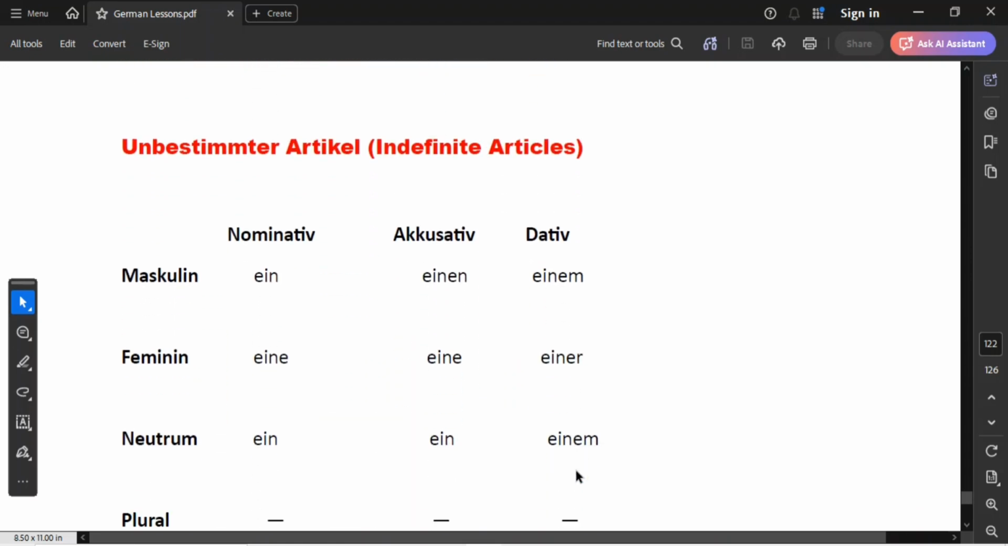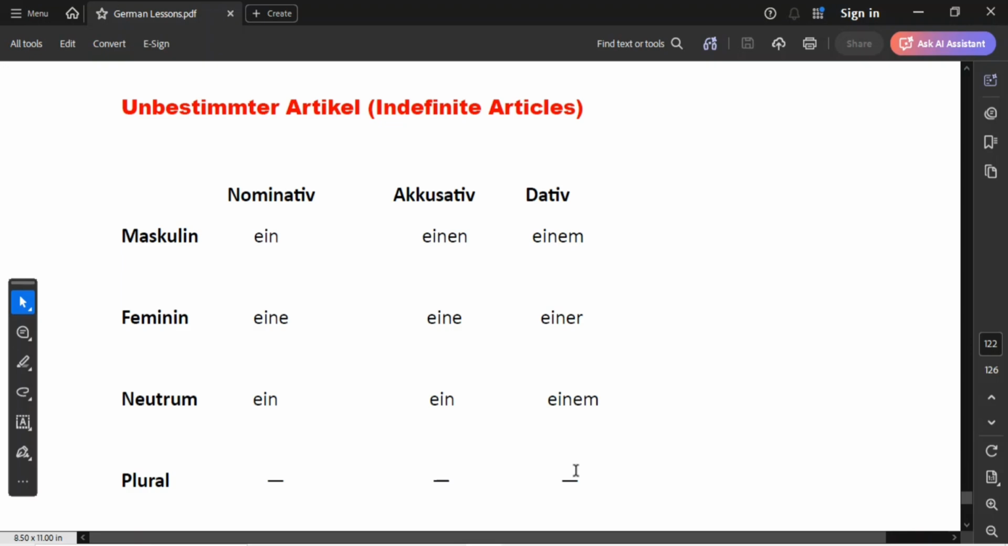Then let us look at unbestimmte Artikel, whereby still we will be looking at nominative, accusative, and dative. So in masculine we have ein, that is in nominative. Then ein changes to einen, that is in accusative. Then it changes to einem, that is in dative. Then feminine, we have eine, then we have eine, then we have einer.